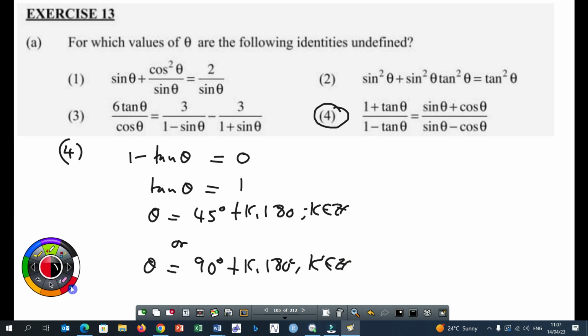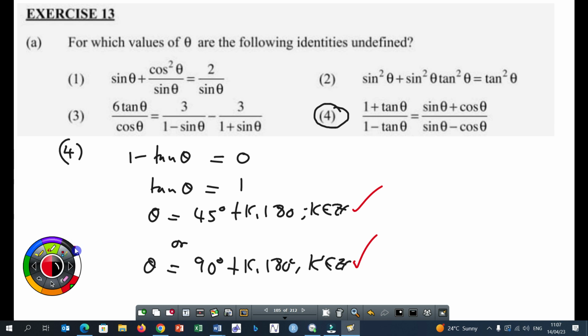Are you following? So if you get any question on this type of a question here, this is always the first solution, or it's a solution that you must have, no matter what. As long as the identity has got tan, this is one of the solutions. Right? So here we have got 2.